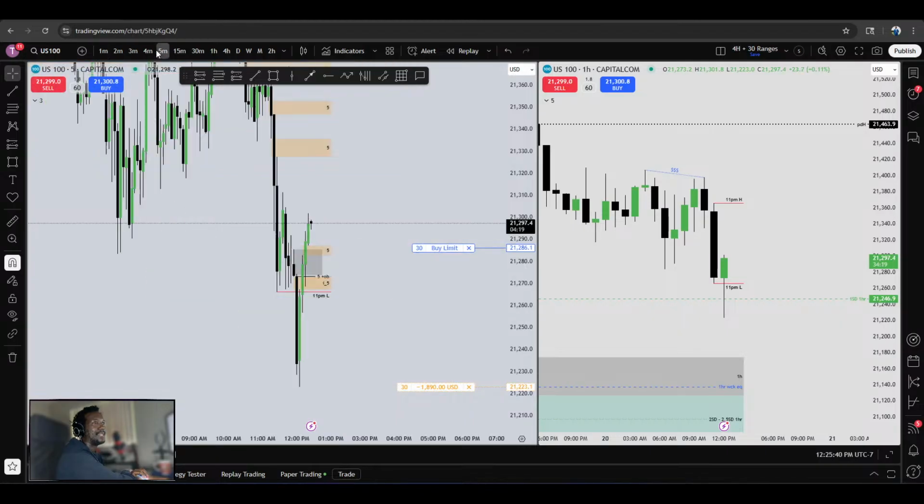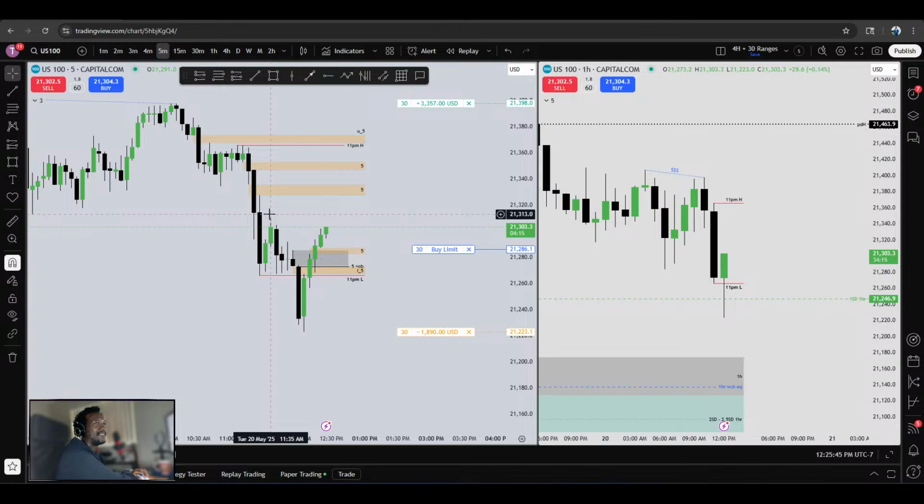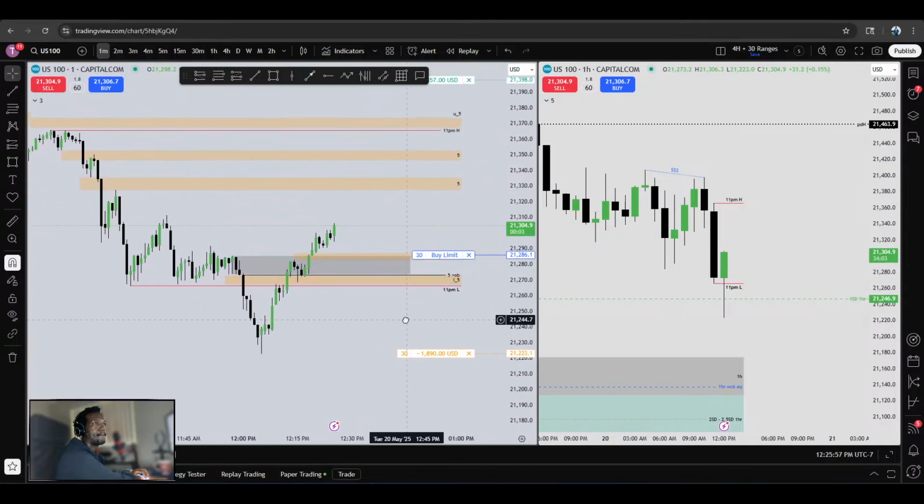The other thing, man, I could do is, once we close above this 5 minute, I could use that as an entry and then my stop loss just below this. So this is a trade I'm supposed to be in right now. Anyway, we'll see how this goes. It's all good.